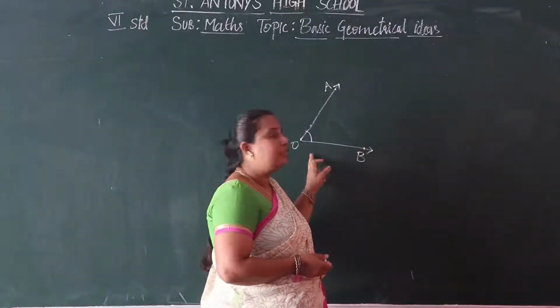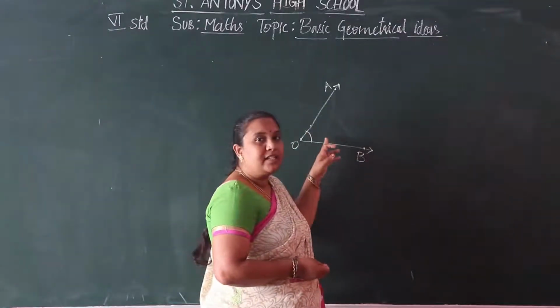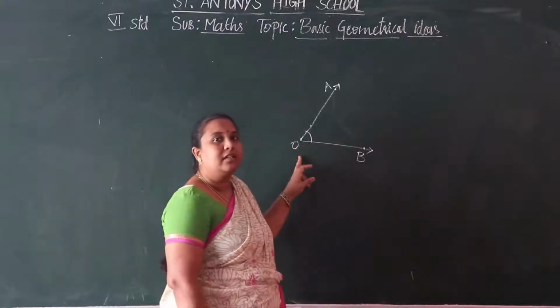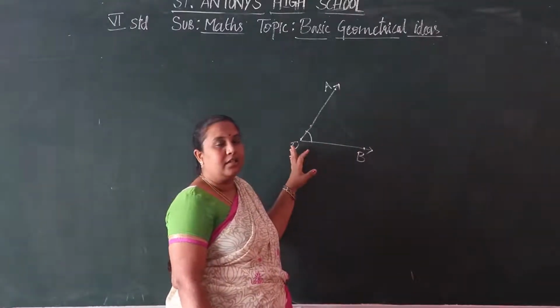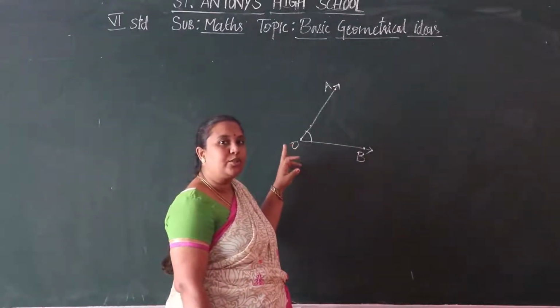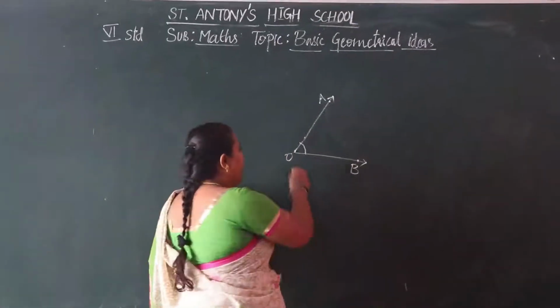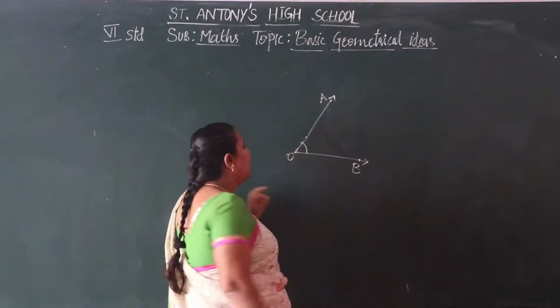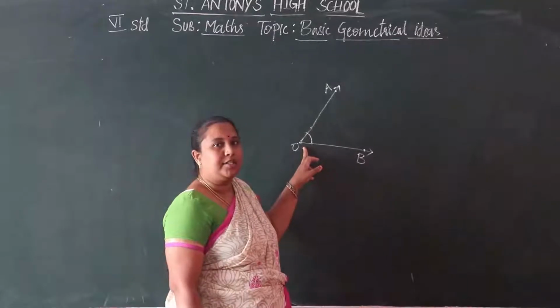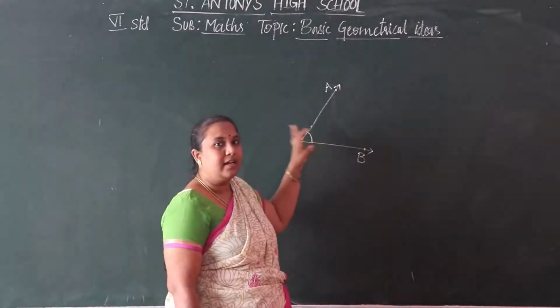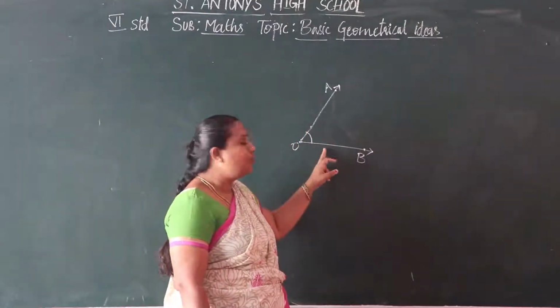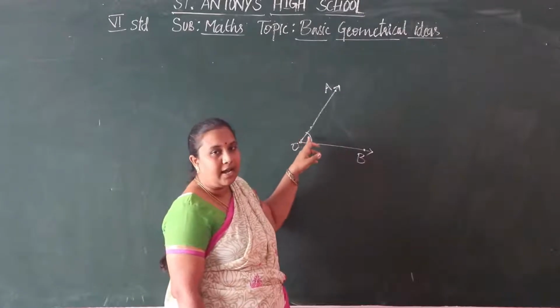See, that is two rays. Two rays join together at a point. That we can say is an angle. These two rays form an angle.